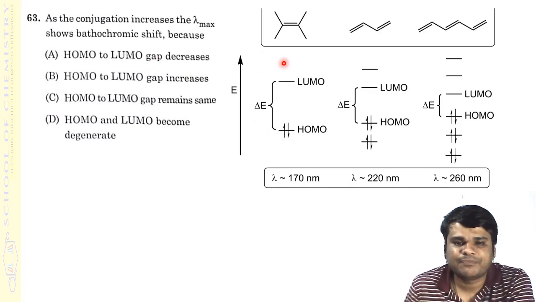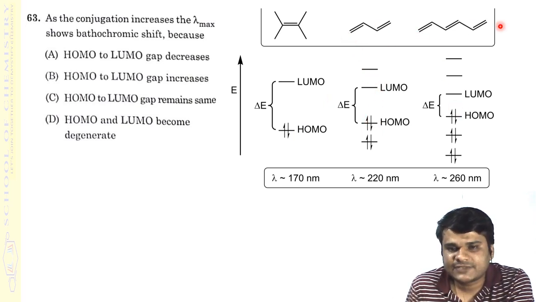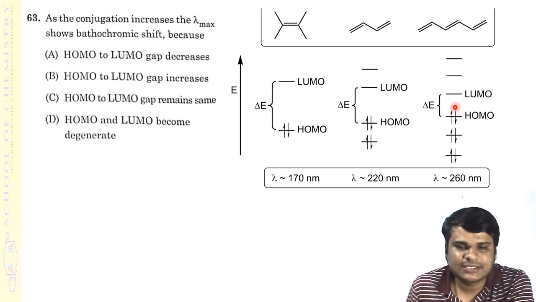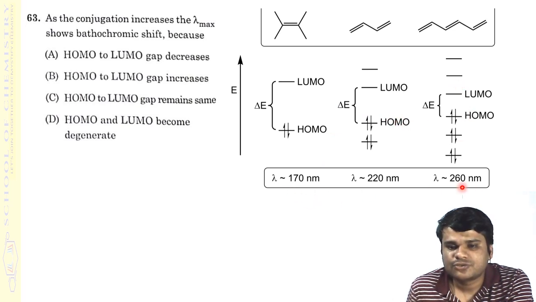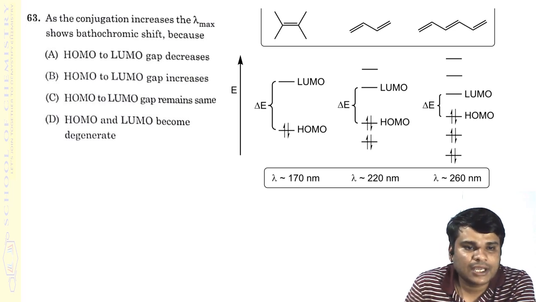And for these three, say a simple system with one double bond, conjugated two double bonds, and conjugated three double bonds, if you consider these three systems, the HOMO-LUMO gap here will be more. When there is conjugation, HOMO and LUMO come a bit close, and when there is further conjugation they come further close, and therefore this energy gap decreases. Because of this decrease in the energy gap, the lambda max where this HOMO to LUMO transition happens will increase. So therefore the HOMO-LUMO gap decreases, which is option A, the correct answer for this.